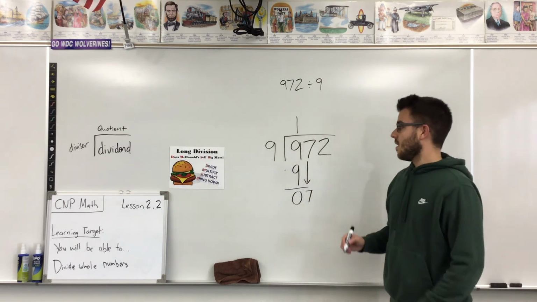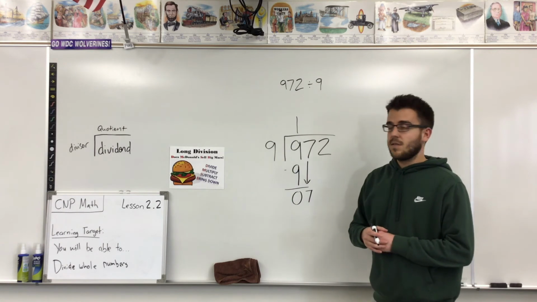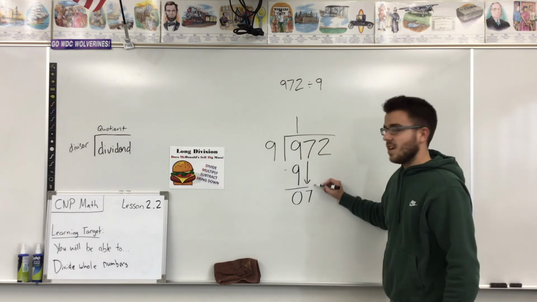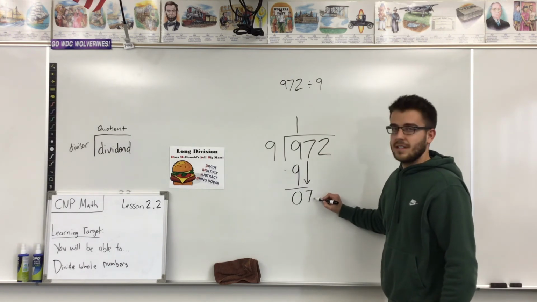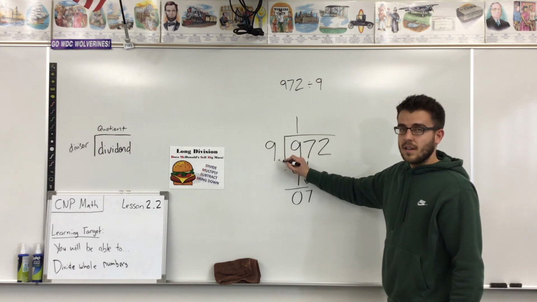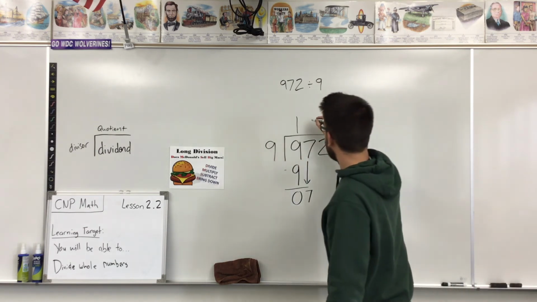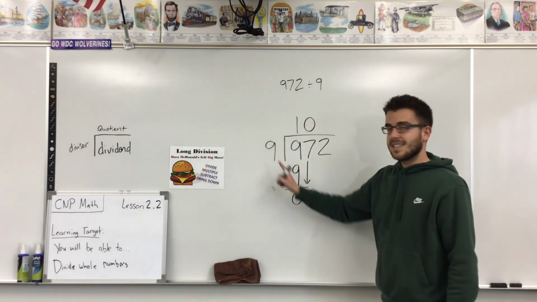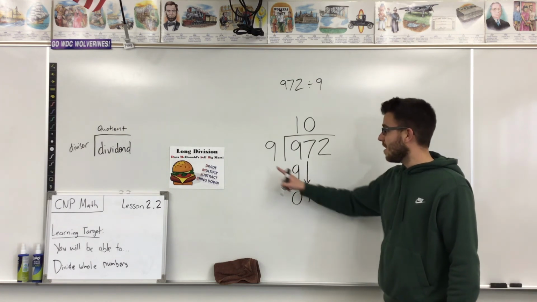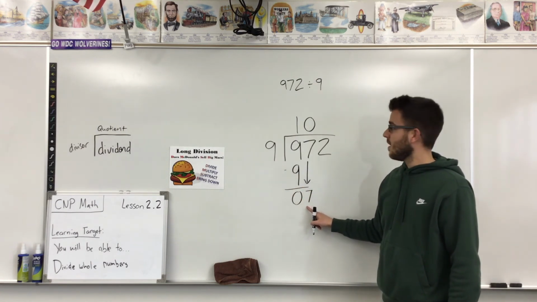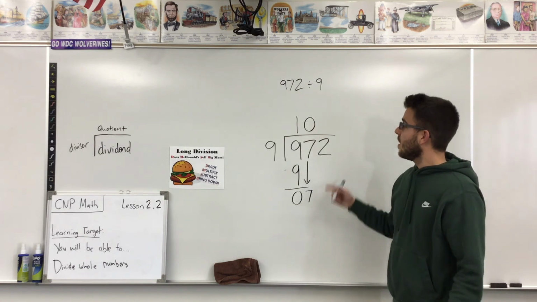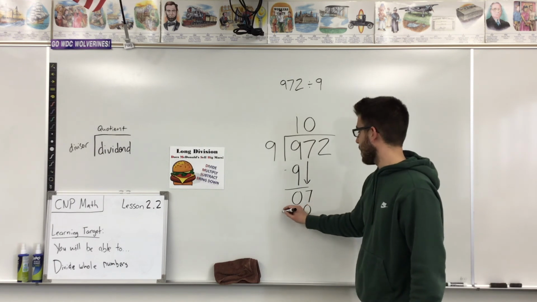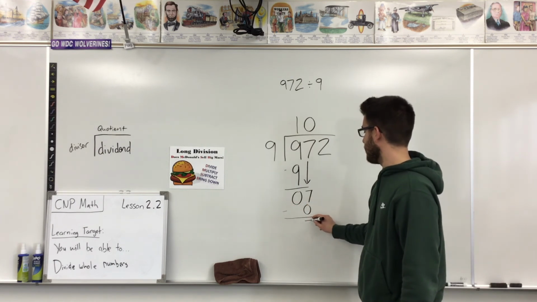Okay? Now we go back to the very beginning. So this is when it gets a little bit tricky. When we bring down a number and this number is less than this number, that tells us we need to put what's called a place value 0 up here, all right? Because 9 does not go into 7. We brought 7 down, 9 doesn't go into 7, right? So we put our 0 there, okay? We still multiply. 9 times 0 is 0. Subtract. You end up with 7, all right?